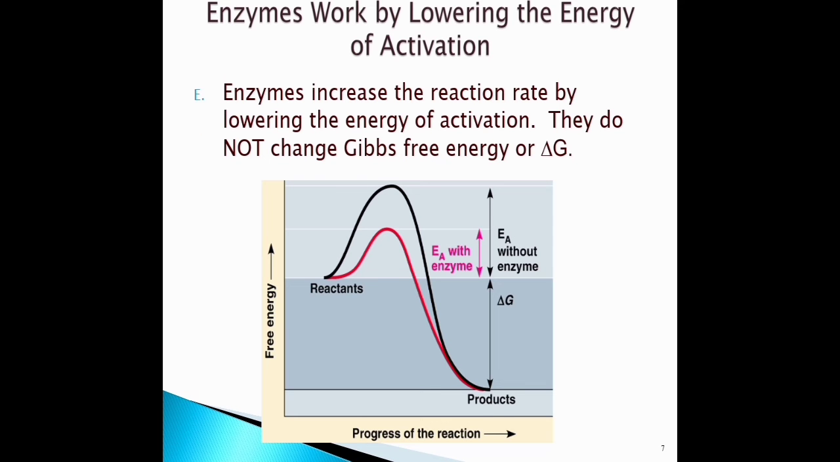Enzymes work by lowering the energy of activation. Enzymes increase the reaction rate by lowering the energy of activation. They do not change delta G, the free energy. On the y-axis is free energy, which increases from bottom to top, and progress of reaction is from left to right on the x-axis. Reactants convert into product. Activation energy with enzyme, activation energy without enzyme.